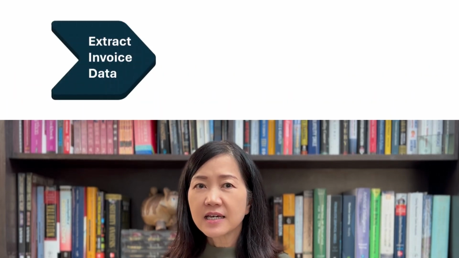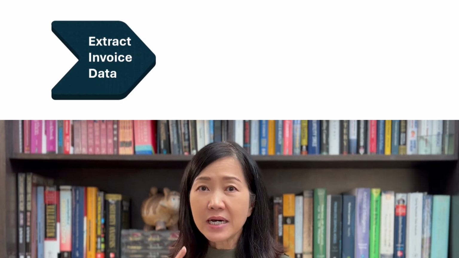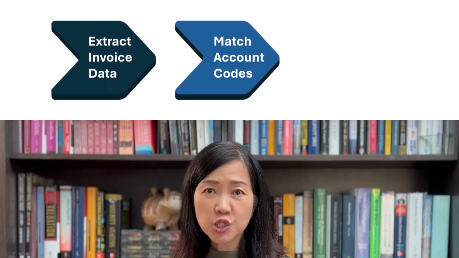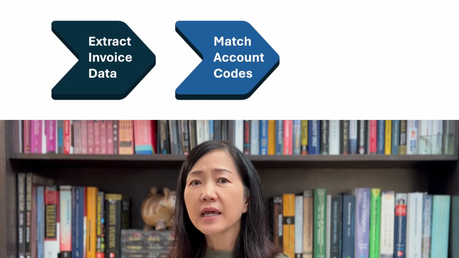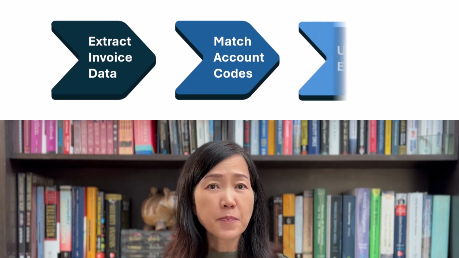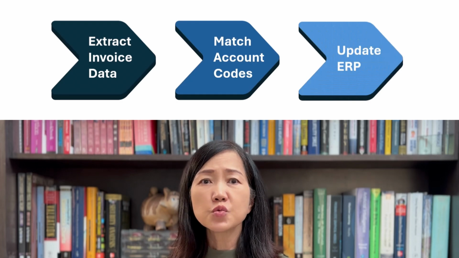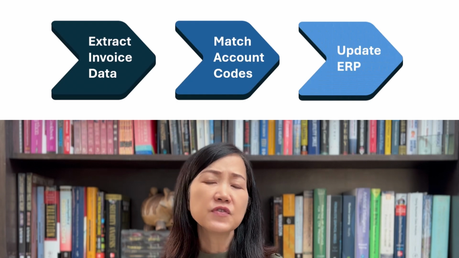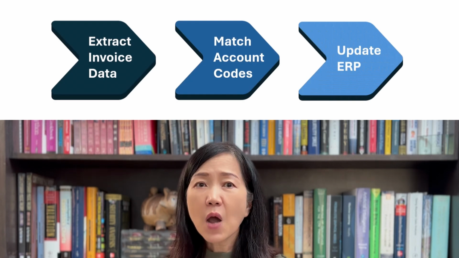Step 1. Extracting data from invoices. This step is all about extracting data accurately from invoices. Next, we will assign account codes to spending items. This is where ChatGPT truly shines. And finally, the last step involves updating your ERP. But the ways to upload data to ERP differ according to individual system. Therefore, I will not be covering them in this tutorial.